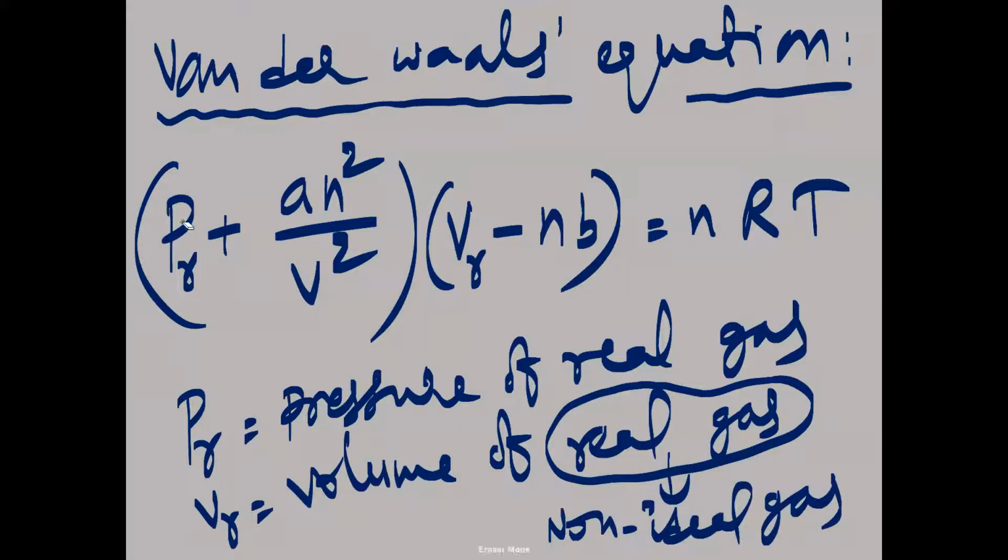So here P real plus some pressure correction, into V real, the volume of the real gas, minus some volume correction, is equal to nRT for n moles. This van der Waals equation is for n number of moles: (P + an²/V²)(V - nb) = nRT. It is the van der Waals equation.